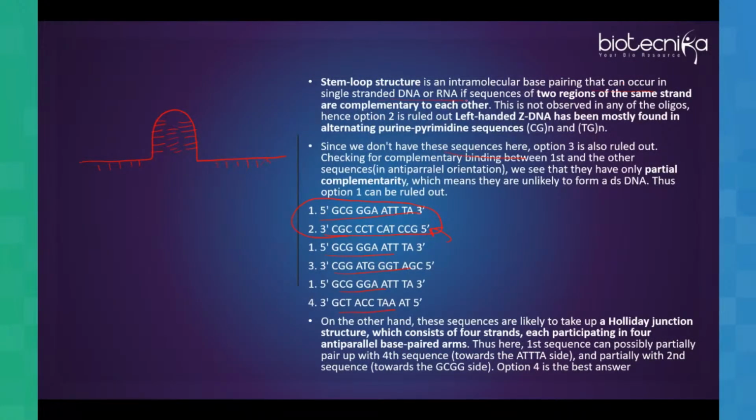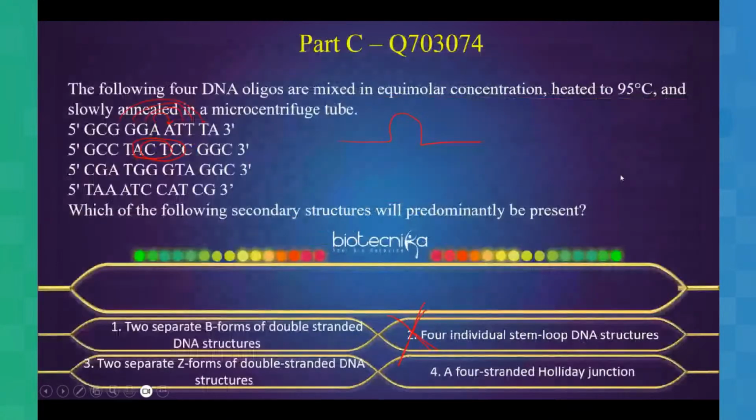That can occur in a single strand of RNA if sequences of two regions of the same strand are complementary to each other. This is not observed in any of the oligos, and so option 2 is ruled out. And left-handed Z-DNA is mostly found, I have told you, in alternating purine pyrimidine sequences. They have also said that two separate Z forms of double-stranded DNA will be formed, but none of these would form Z form, because Z form generally has alternating CG, but none of these sequences show such a sequence. So the only two options possible are two separate strands of double-stranded DNA structure, or else a four-stranded Holliday junction.